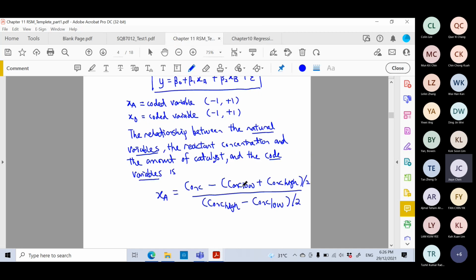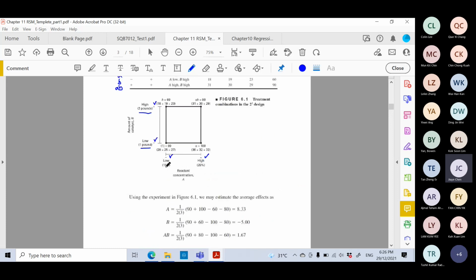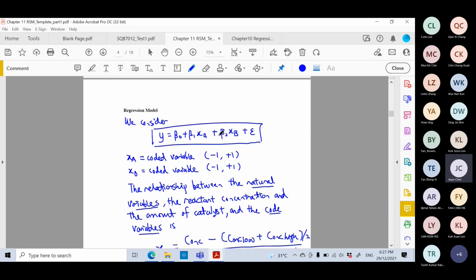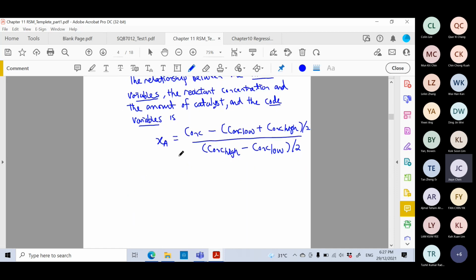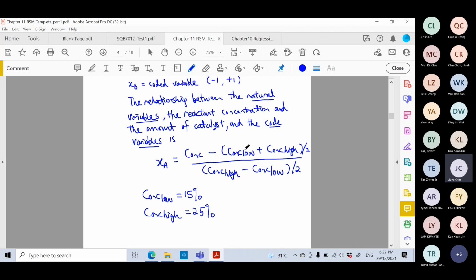So we refer to the concentration low just now. The concentration of the low is 15%, and this one is 25%. So if the concentration of the low is equal to 15% and the concentration of the high is equal to 25%, then you can see the relationship of the natural variables, the original variables, with the coded variable, how do they look?